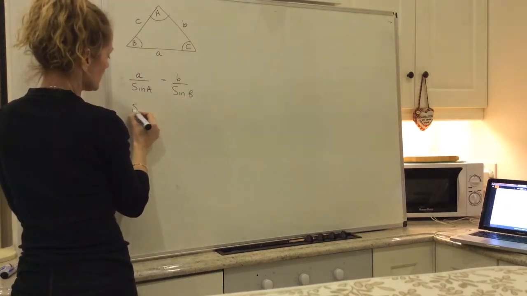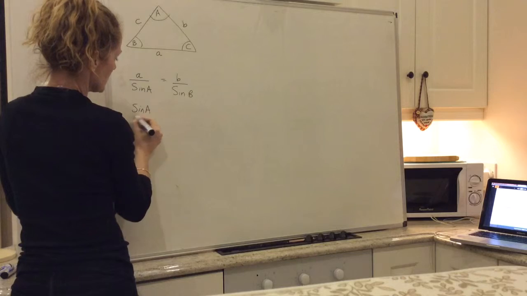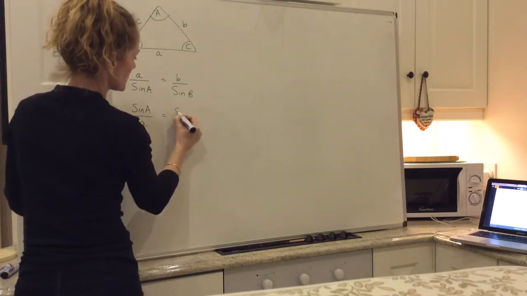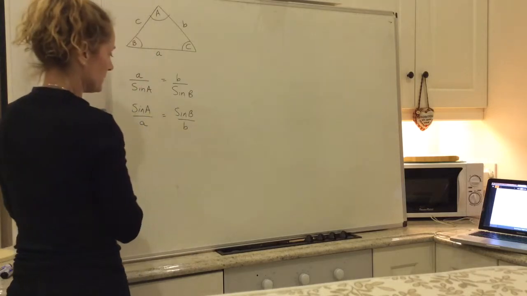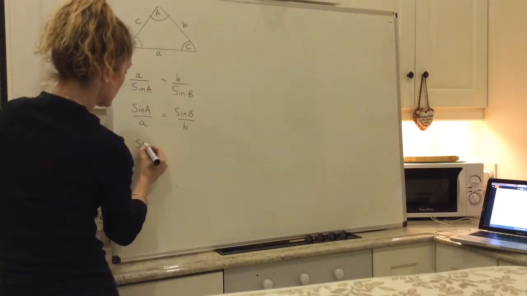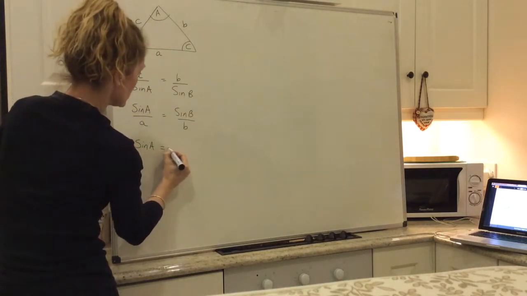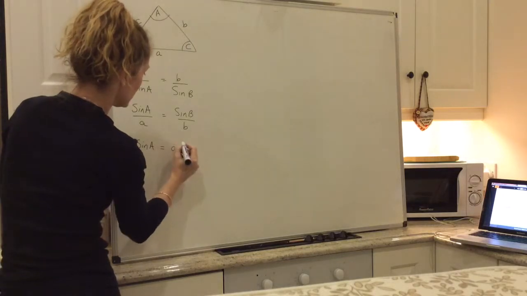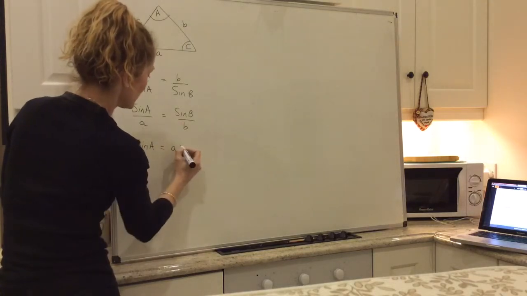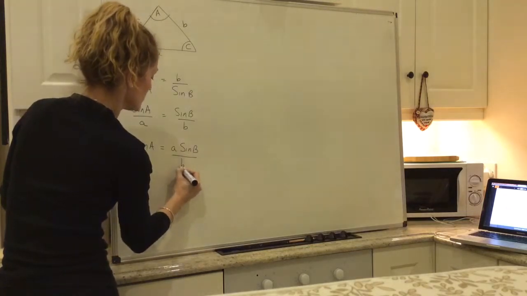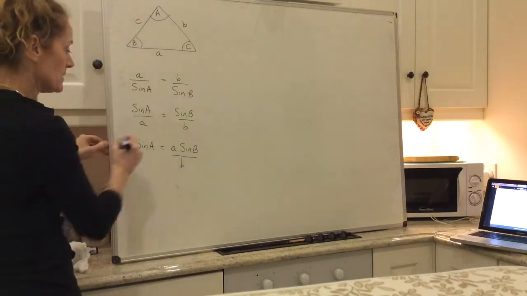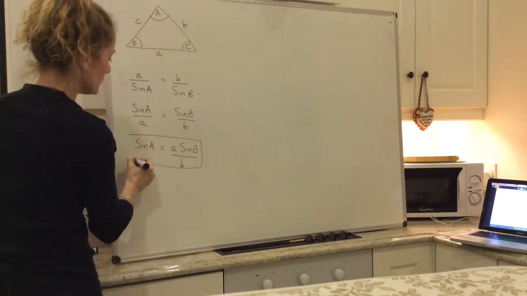Okay. Similarly, we can write that the other way. Sine A over a is equal to sine B over little b. Again, that will give us a formula for sine A is equal to little a sine B over b, if we multiply both sides by little a. Okay, so just to remember that one from the sine rule.